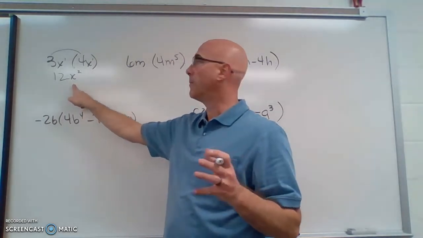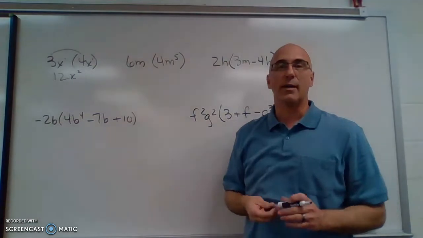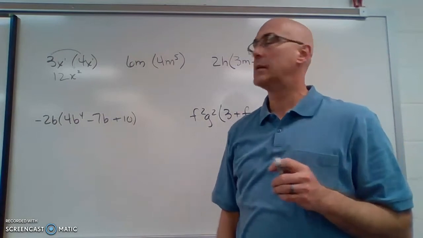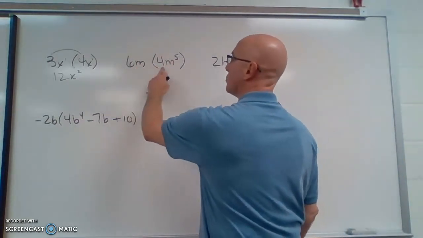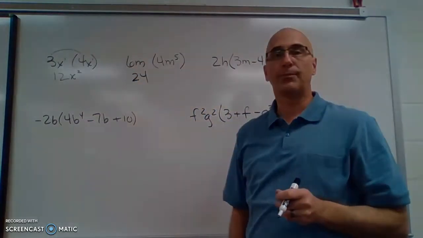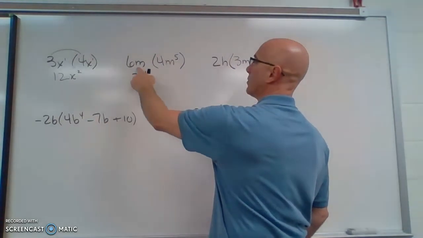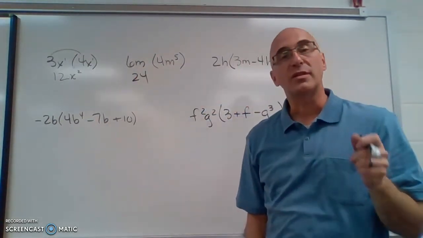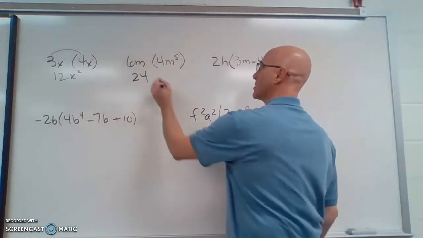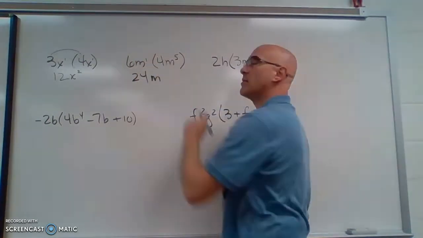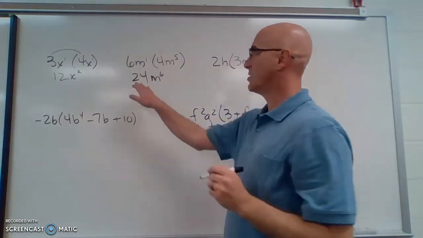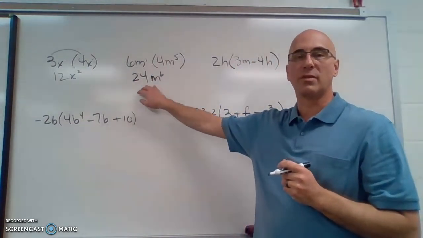Okay, that's a very basic one. Now let's look at the next one. 6m times 4m to the 5th. So we've got two coefficients. 6 times 4, that's the easy part, 24. Now we are going to multiply these two variables together. Since they're the same letter name, we can simply multiply them, which means we add the exponents. So we keep the m. This m is assumed to be m to the first. 1 plus 5 equals 6. So our product is 24m to the 6th.